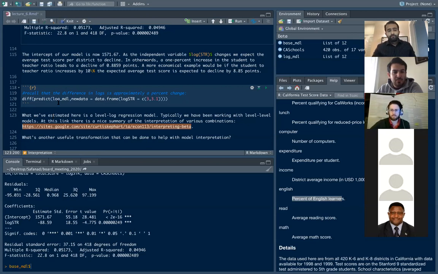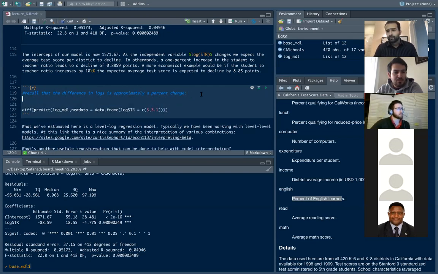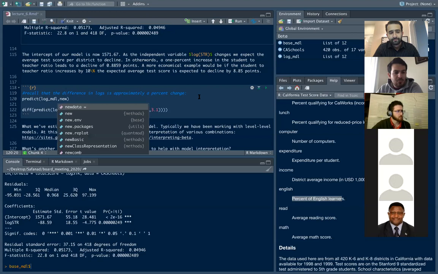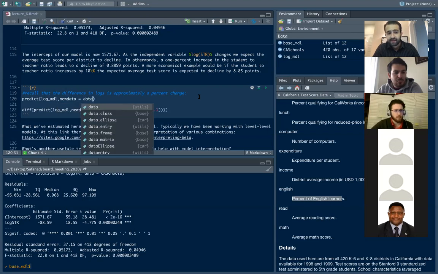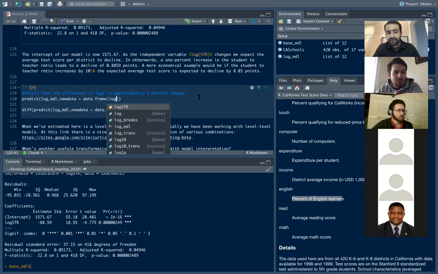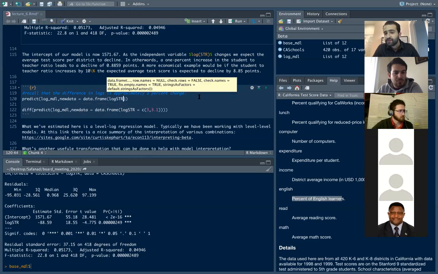Okay. So here I have a little note for you guys. Whenever you have a regression model in R, you can use the predict function to basically plug in values into your estimated regression model, and it'll give you the predicted value. Okay. So I can predict the log model with some new data. The predict function expects you to pass in a data frame that has the variable names exactly as they appear inside of the regression.